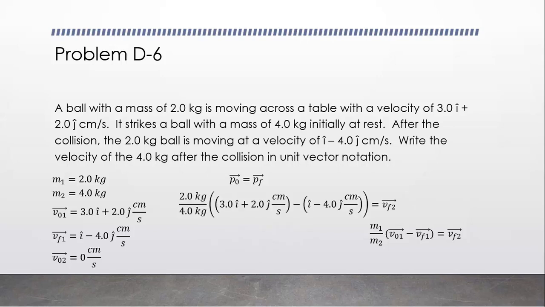So let's work this out. Plug in my masses, plug in v initial 1 and v final 1, and the nice thing about unit vector notation, if you remember right, is I can combine my terms. 3 minus 1 is 2 i hat. 2 minus a negative 4 is plus 6 j hat. 2 over 4 is a half. So what I end up with is v final 2 is i hat plus 3 j hat centimeters per second.